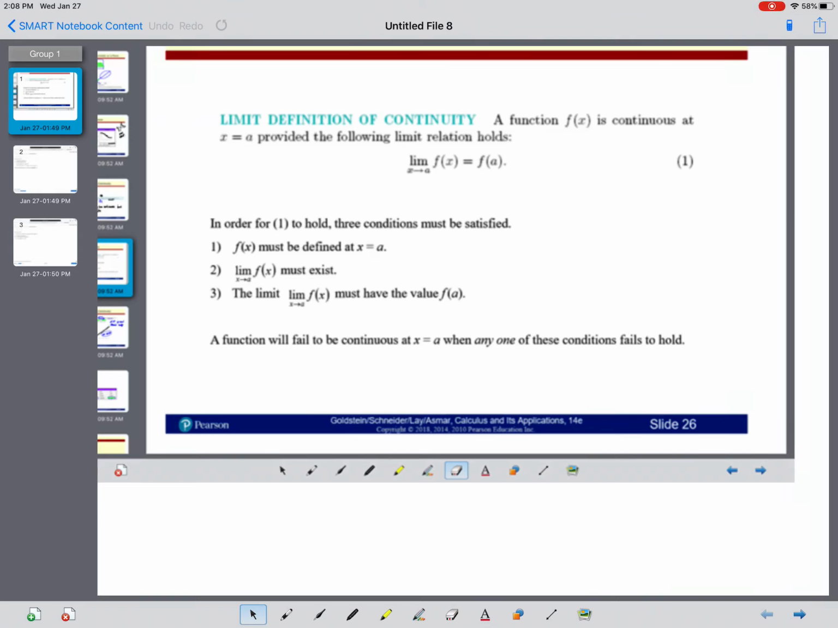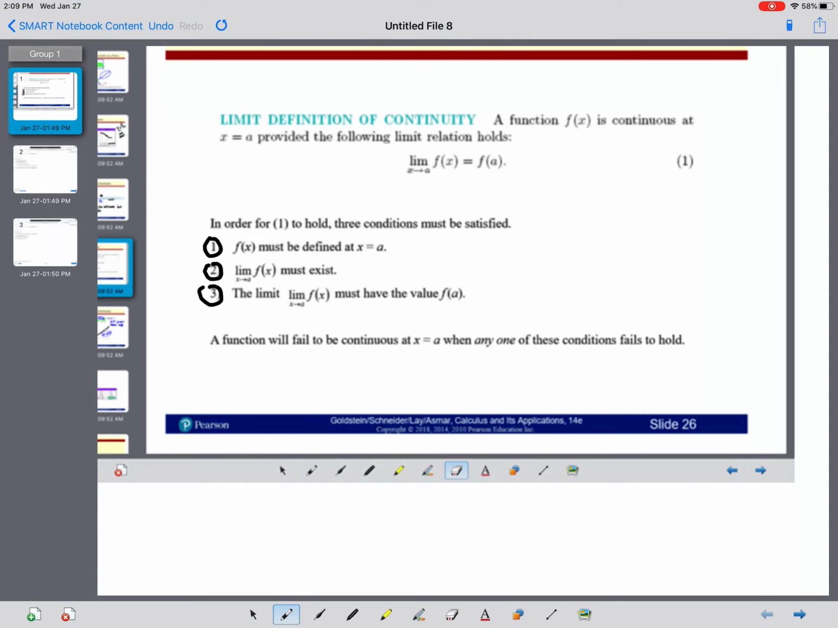Okay, the limit definition of continuity is as follows. For this condition to hold, we have to show three conditions being satisfied. First of all, f of x must be defined at the point x equals a. We have to show that the limit exists, and we have to show that the limit and the value f of a are one and the same. So a function will fail to be continuous when any one of these conditions fail to hold.